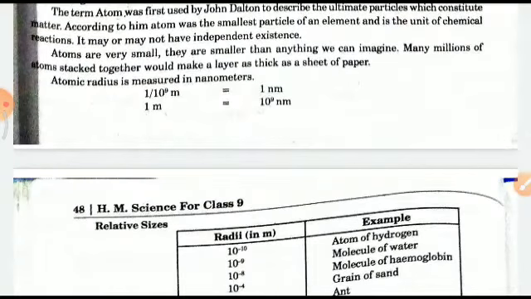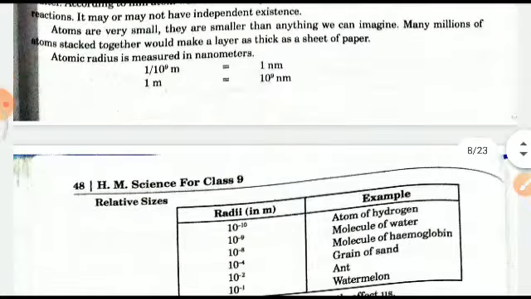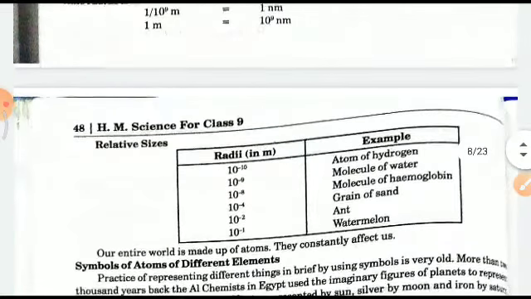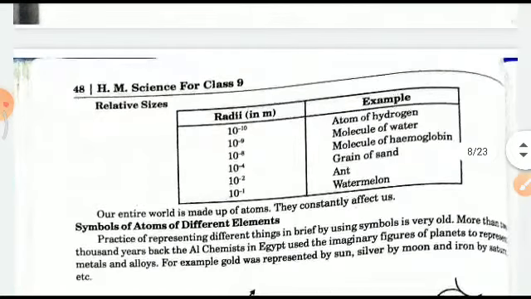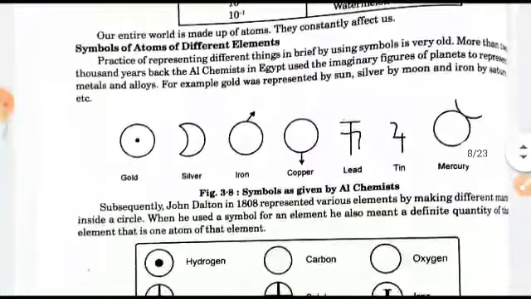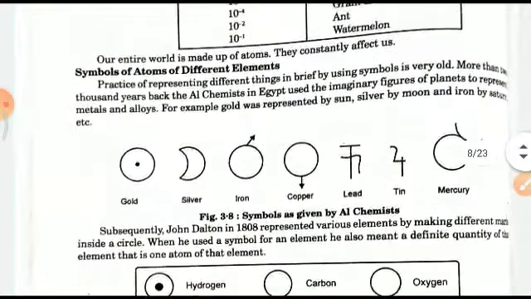Atoms are very small, they are smaller than anything we can imagine. Many millions of atoms stacked together would make a layer as thick as a sheet of paper. Now see, these are some sizes given: atom of hydrogen, molecule of water, and all that. Now let us see the symbol of atom of different elements.